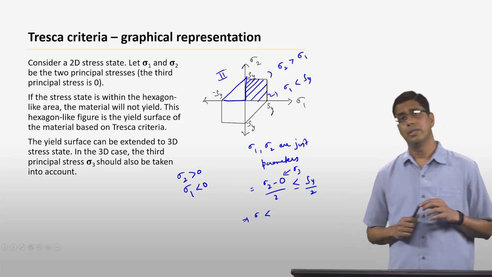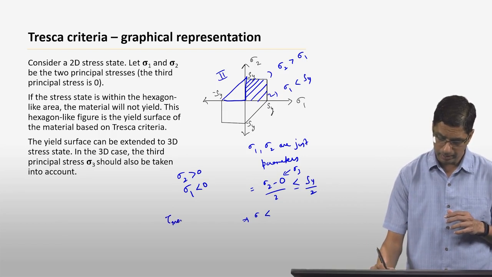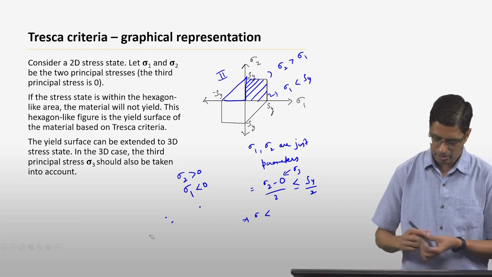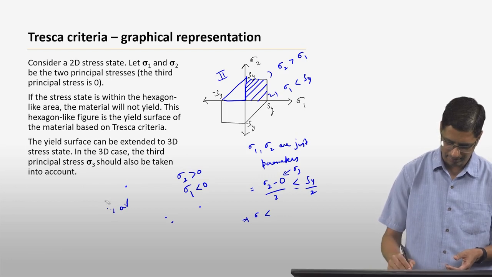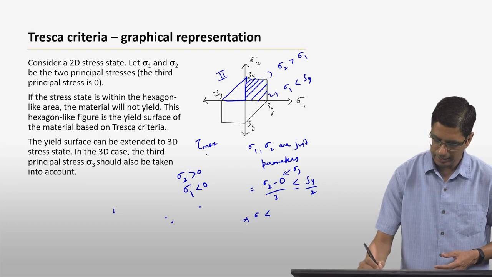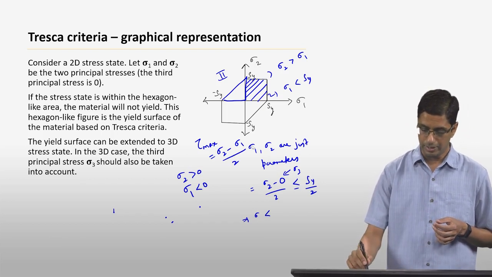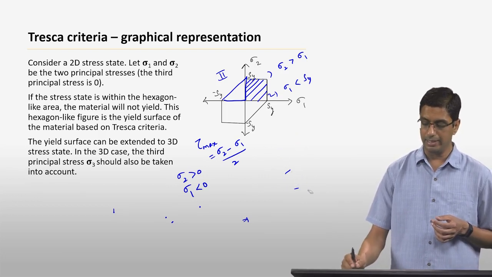Now, in this case, your tau max is going to be, sorry, it's just a little bit messy here. Something is wrong here. So let me just use this part. Tau max is going to be (sigma 2 minus sigma 1) divided by 2. Okay, so that is going to be your tau max. Now sigma 1 is less than 0 and sigma 2 is greater than 0.